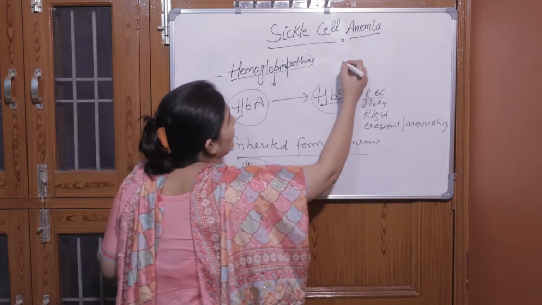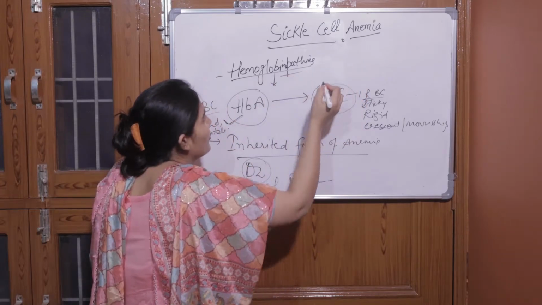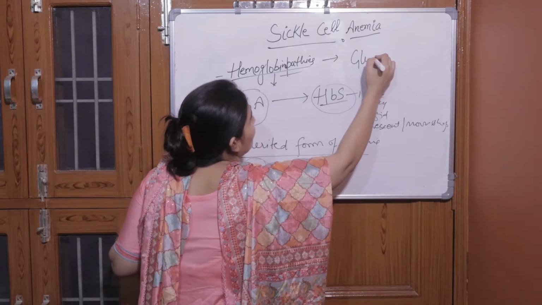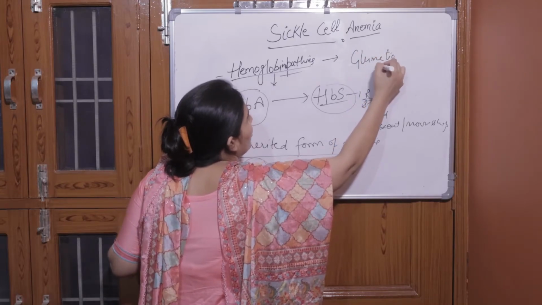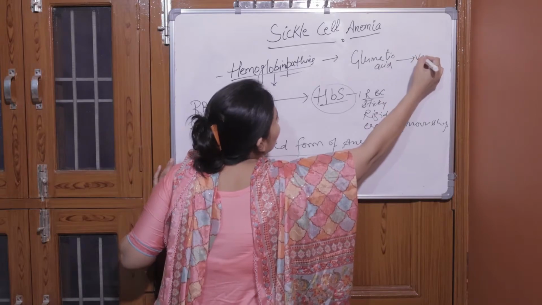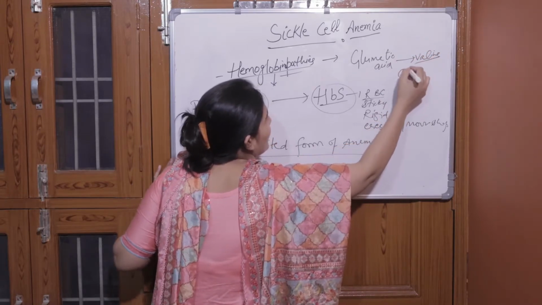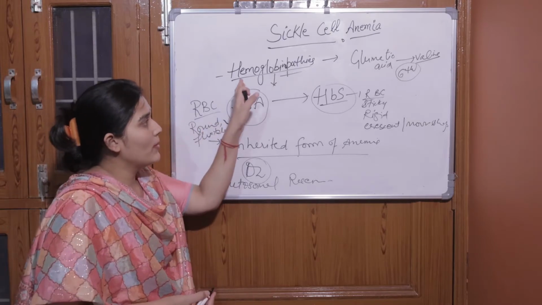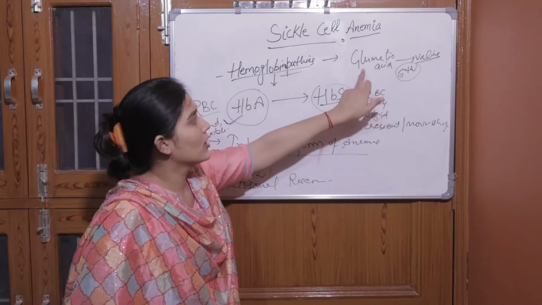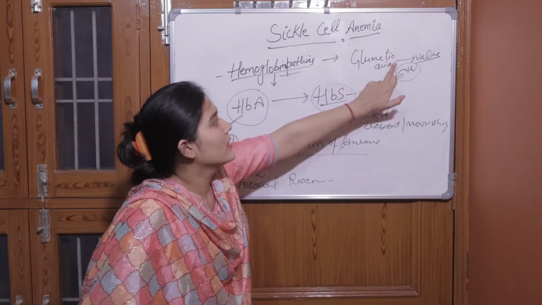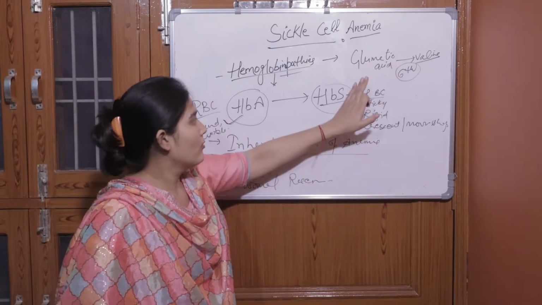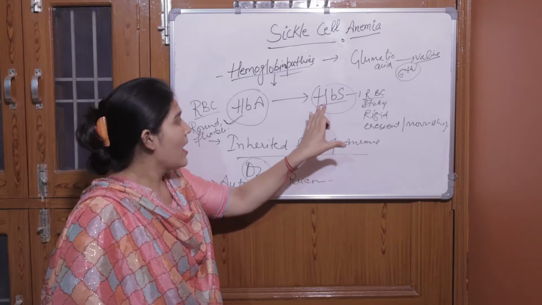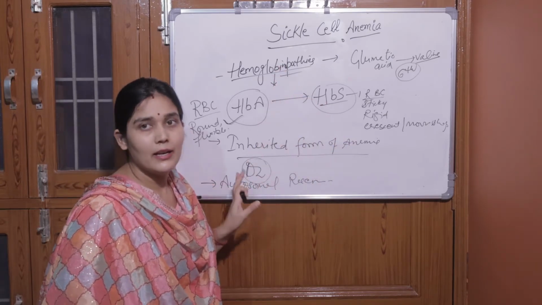One more thing, what is happening in hemoglobinopathy: the glutamic acid is substituted by valine on the 6th position of the hemoglobin chain. So when the hemoglobin is formed, at the 6th position the glutamic acid is substituted by valine. Because of this substitution, the shape of the RBC is changed and the person is having sickle cell anemia.